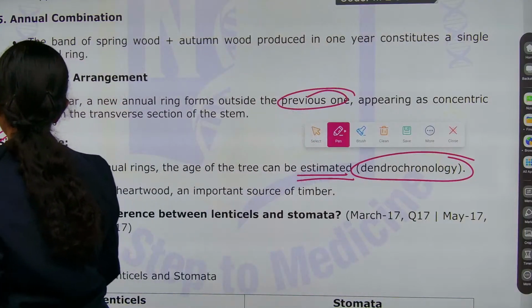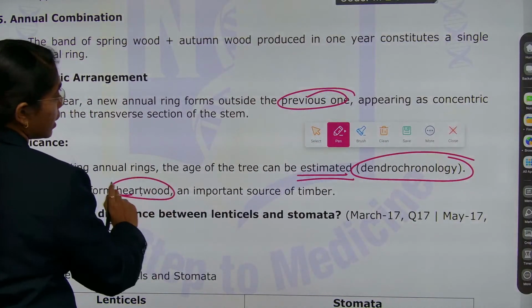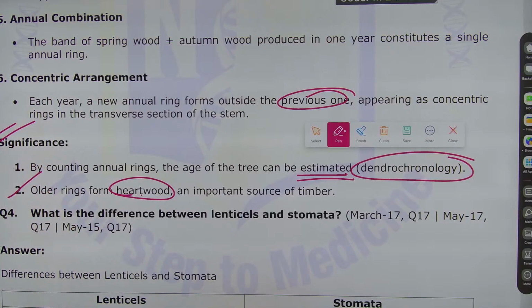Next, older rings form what? Heartwood, and this is an important source for timber. Clear? So, look into the secondary growth. If you are having any doubts, just ask me, ma'am.